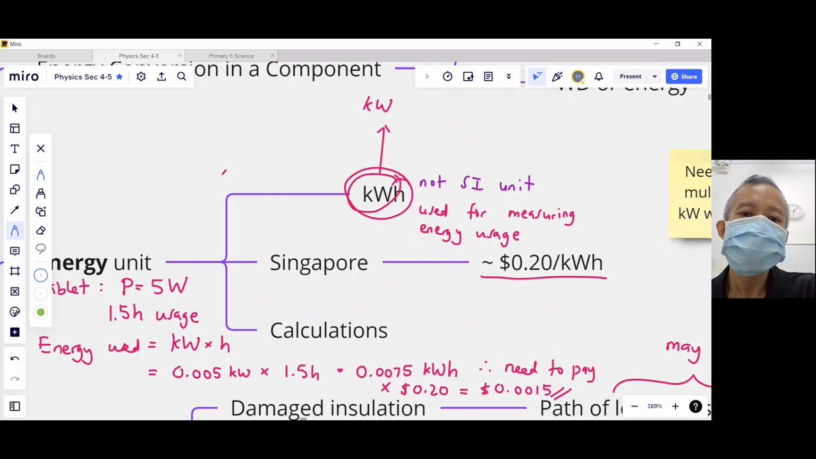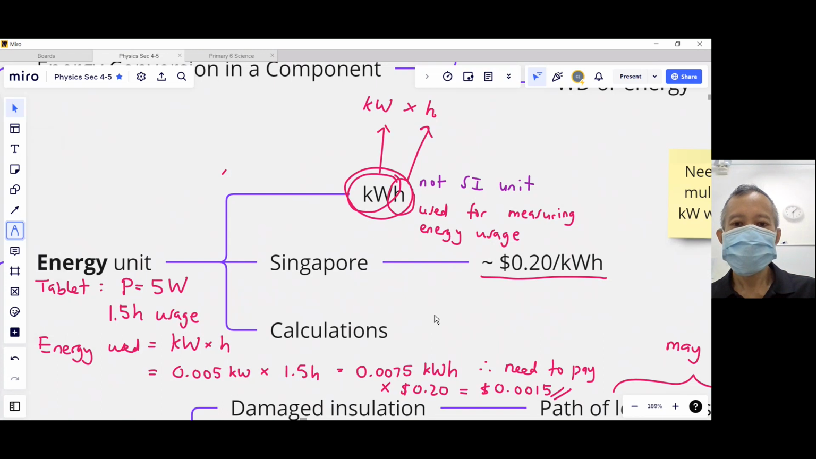And the other thing, make sure your time is in hours. This is the part that a lot of students will somehow forget and of course make careless mistakes. So double check. Power in kilowatts, time in hours. Now let's go on.